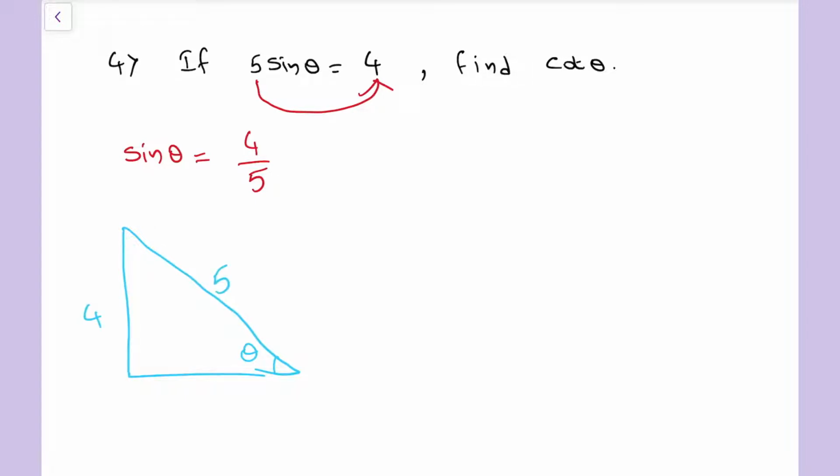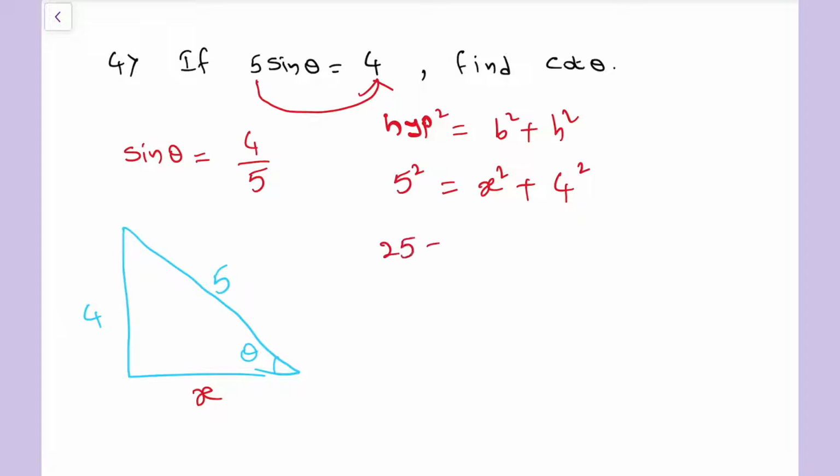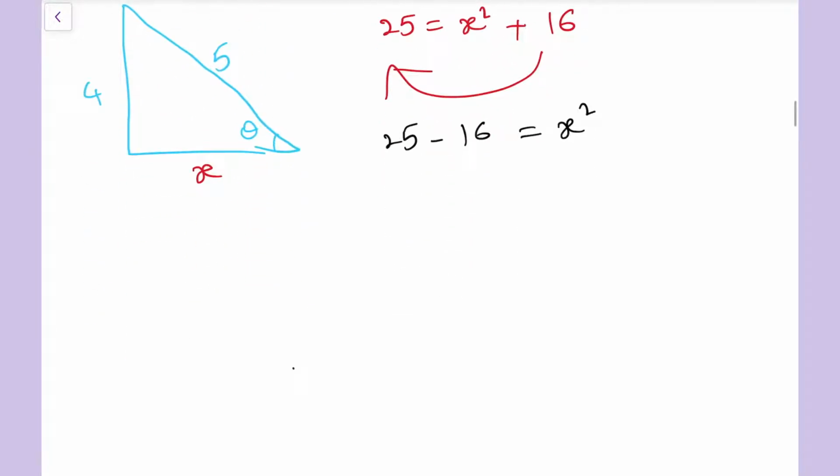Now again, using the Pythagoras theorem, we need to find the third side. The Pythagoras theorem says hypotenuse square equals base square plus height square. Hypotenuse is given as 5, so 5 square equals, base is missing, right? So I am taking it as some x. x square plus height square, which is 4 square. 5 square, 25, equals x square plus 4 square, 16. Taking plus 16 to the left side, it becomes minus 16. 25 minus 16 is equal to x square. 25 minus 16, 9, equals x square.